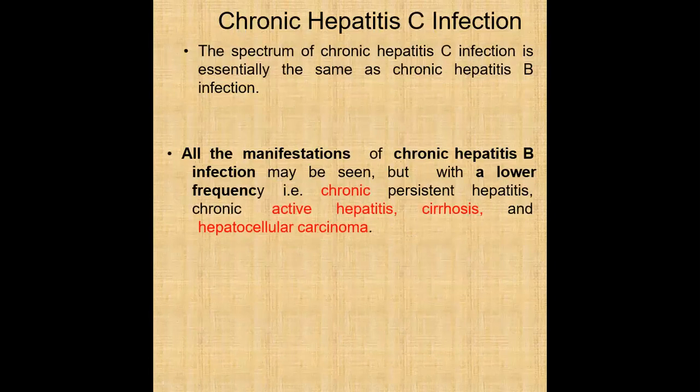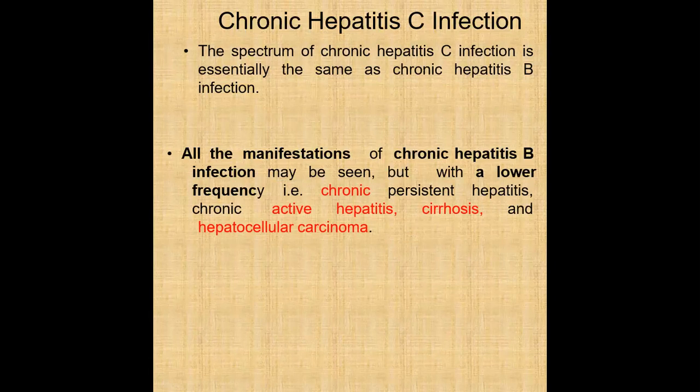Now, chronic hepatitis C infection. The spectrum of chronic hepatitis C infection is essentially the same as that of chronic hepatitis B. That means the signs and symptoms of hepatitis C are the same as the signs and symptoms of hepatitis B, like nausea, vomiting, fever, and then loss of appetite.